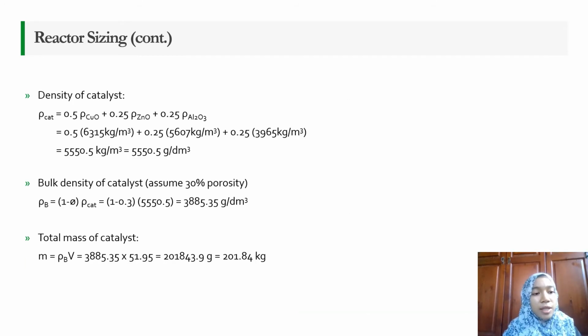So the density of the catalyst, which is 50% of CuO supported by ZnO supported by Al2O3, can be calculated using this equation, and we just insert the density of each, and we will get the density equals 5550.5 gram per dm3. And assuming the porosity is 30%, the bulk density for the catalyst is also calculated, and we can calculate the total mass of catalyst needed in the WGS reactor using the formula density equals mass over volume, and we get the mass is 201.84 kilogram.